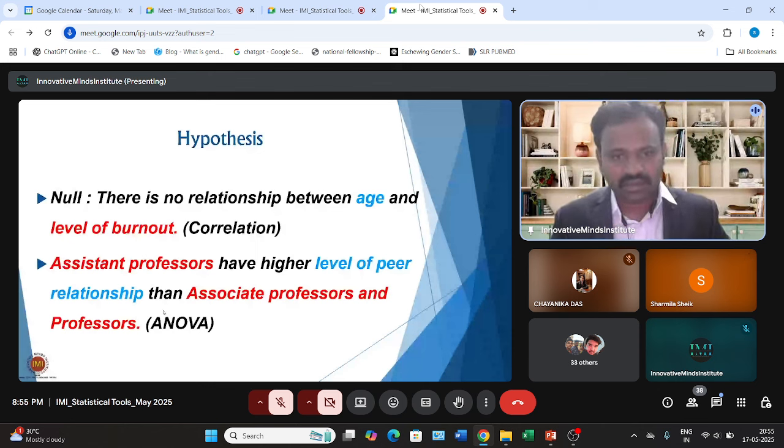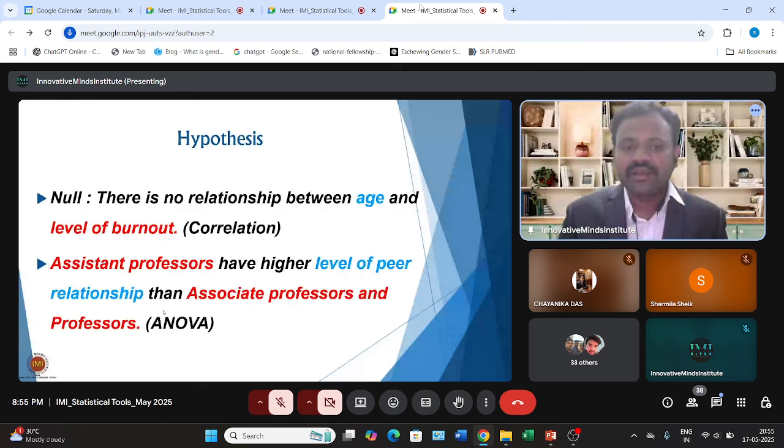Let me explain. If you want, like in your thesis, to write in a different manner, there is no significant difference in the level of peer relationship of the respondents based on their designation, based on their gender, based on their marital status. Like that you can write. This is another way of writing a hypothesis. So surely you will have a minimum of two variables.